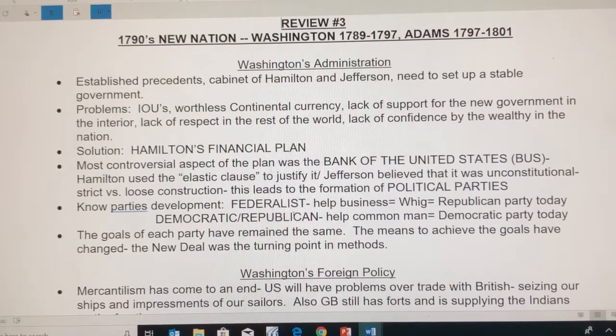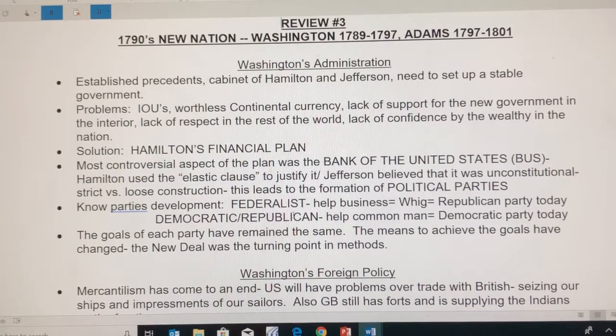The problems under the Washington administration is we had a lot of IOUs, not only to our veterans, but we also had it to foreign nations, specifically France, for their help in the American Revolution. We are seeing that our continental currency is actually worthless. We have printed out too much. Many people don't support our new government and they fear it's going to fail.